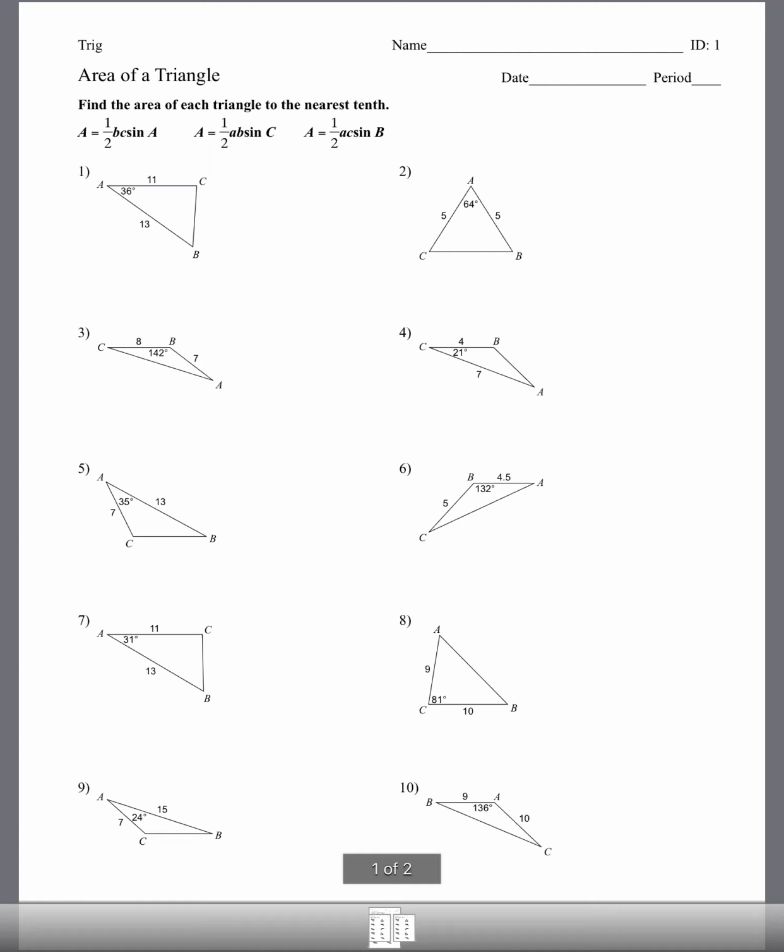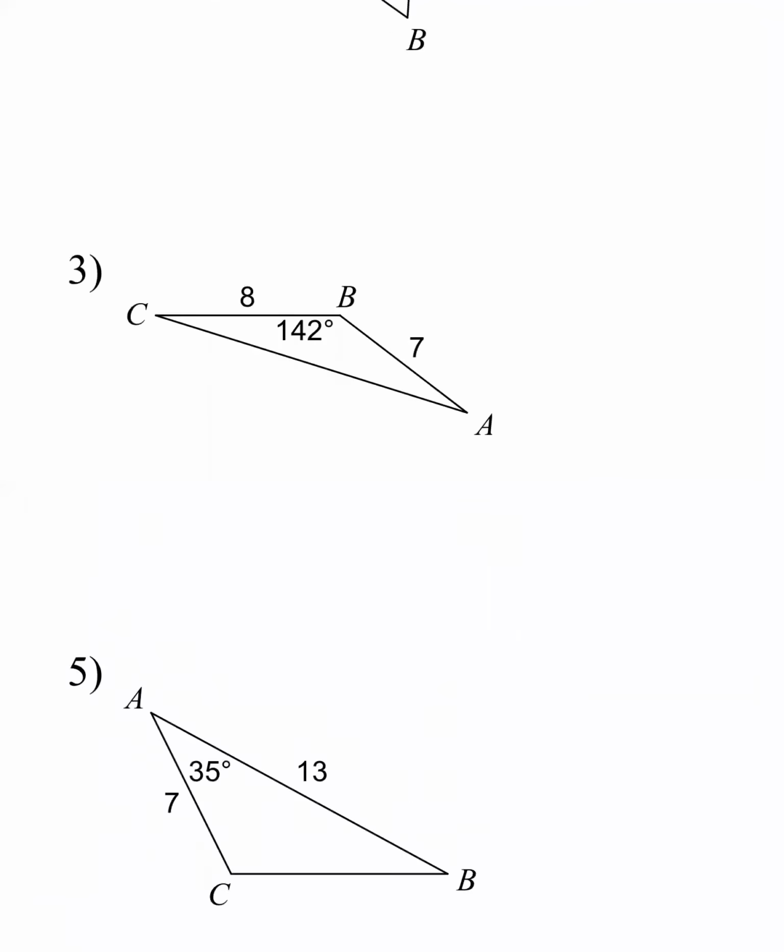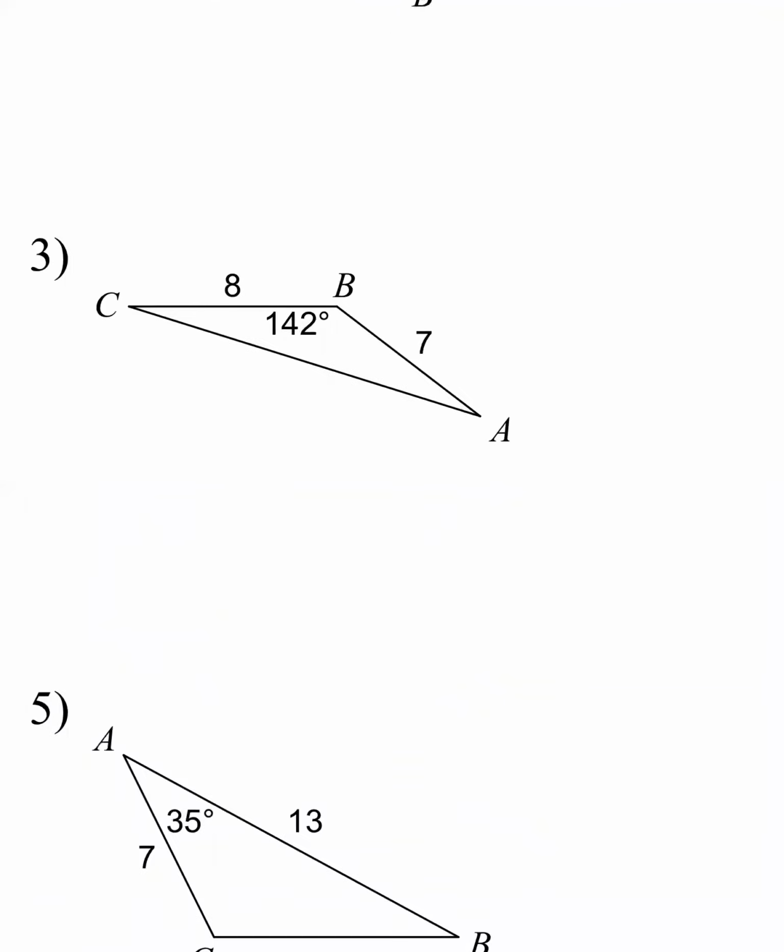If you remember 1/2 base times height for the area of a triangle, the base and the height had to be perpendicular to each other. So you either needed a right angle, or if you didn't have one, you had to find it. And it was a huge pain in the neck. So if you were trying to do something like number 3, and you're trying to do 1/2 base times height, okay, so you could call 8 your base, but then what the heck is the height? I don't know. It would be really annoying to find out that information.